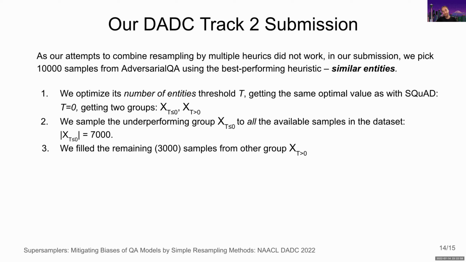We again tune the threshold specific for AdversarialQA and find the optimal value consistent with SQuAD. The gap in performance is the largest between the questions with 0 entities and more than 0 entities. In our submission, we sample all the underperforming samples, getting approximately 7,000 samples, and we fill the remaining 3,000 samples by a random sampling from the other group, the one which performs better.